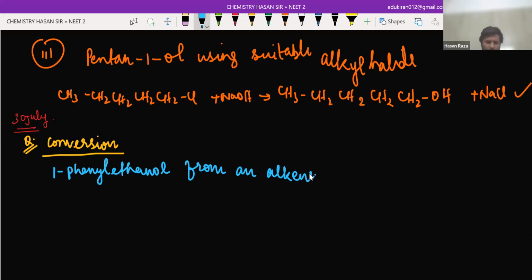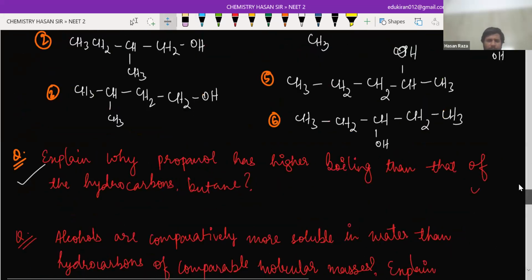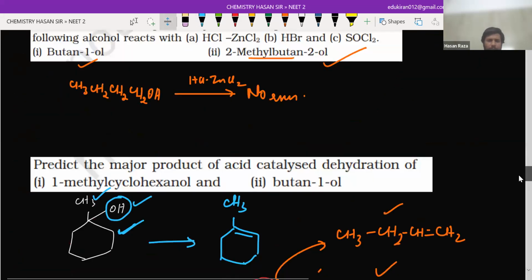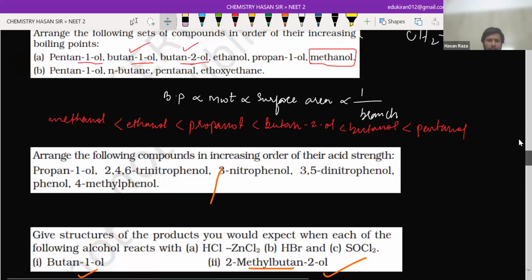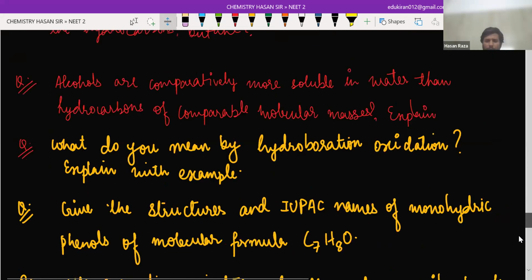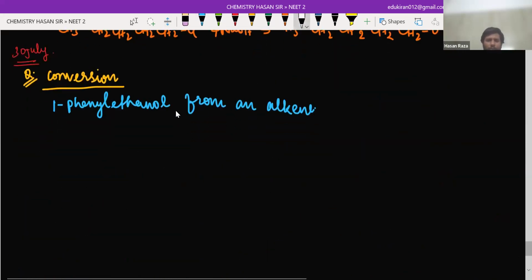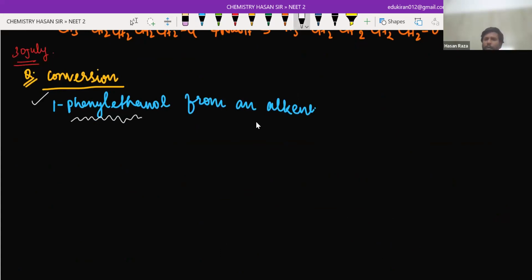I think I had given this question, right? Yes or no? Let me just check it. This is a very... no, here. In other batch, JE batch. Okay, so this is the conversion. You need to prepare this 1-phenyl ethanol from an alkene. Very simple it is.